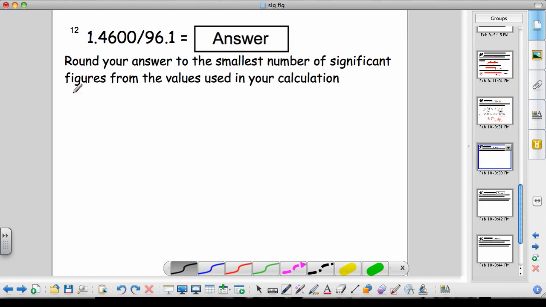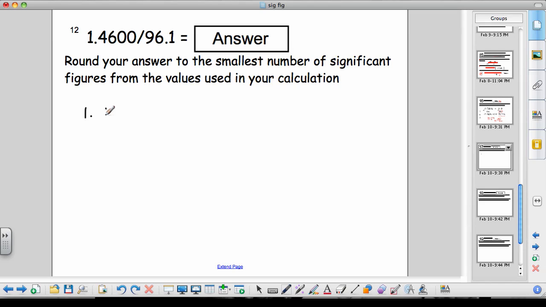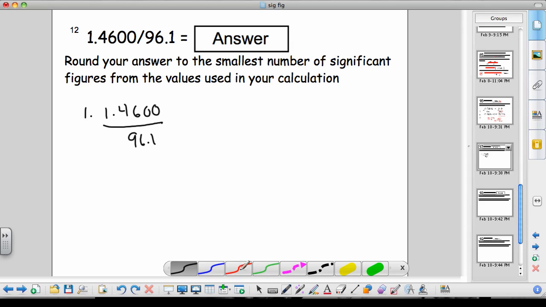In this one, I have 1.4600, and I'm actually dividing this by 96.1. Right? Let's take a look at each of these and figure out how many sig figs I have in each of those values to start out with. That's step number one.